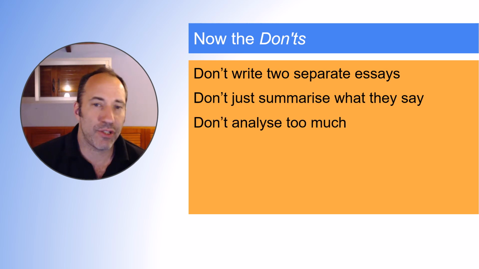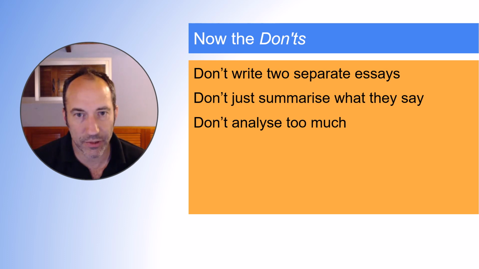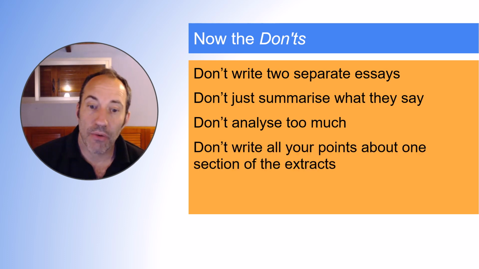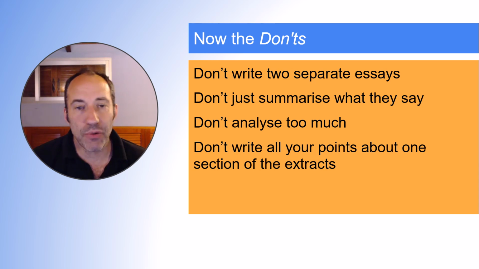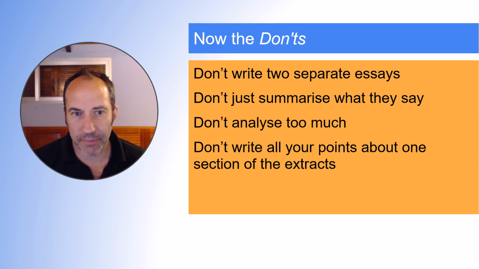Don't analyse too much. This is not an analytical question. You don't really need to explain how you know what it is you know. You just have to give the evidence for it and let the examiner then connect the dots. Don't write all of your points about one of the sections of the extracts, the start or the end or something. Make sure that you're using all of both of the texts as much as possible. Beginning, middle and end of the unseen. Match that up with your anthology text. That's a pretty good way of doing it.